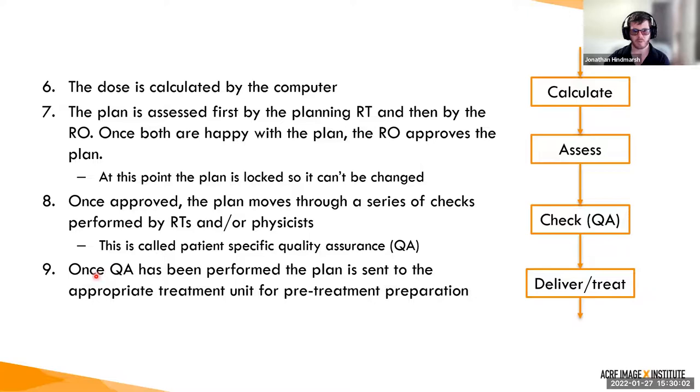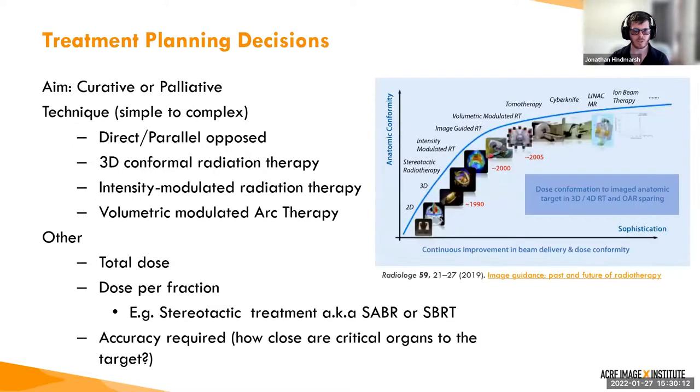Once QA has been performed, it then is sent to the treatment unit and they do a final preparation before treating the patient. So what decisions are a part of this, the treatment planning? And this is back at the prescription point. So are we treating to cure or are we treating for symptoms? What technique is going to be used? And the next few slides will go through some of those techniques and some of the options we have for that. And then total dose, the dose per fraction.